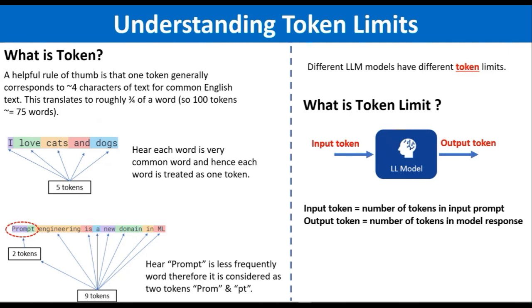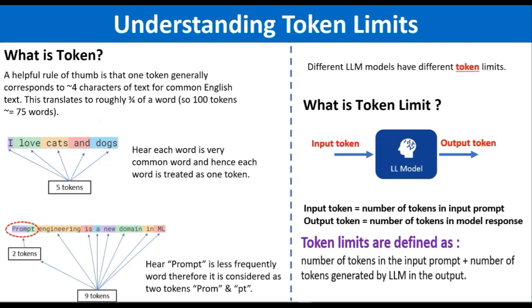So how are these token limits defined? First of all, what is the total token usage? The total token usage is the sum of the input tokens plus the output tokens. Anything exceeding this limit will truncate the input or stop the response generation process from the model. So in summary, understanding token limits is crucial for optimizing your prompts and ensuring that you stay within the constraints of the model's capabilities.